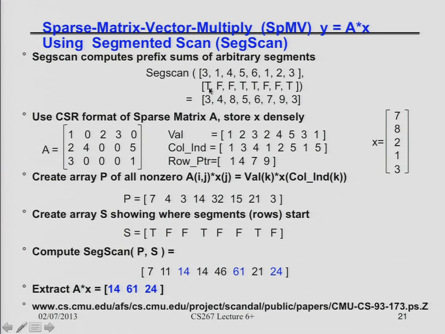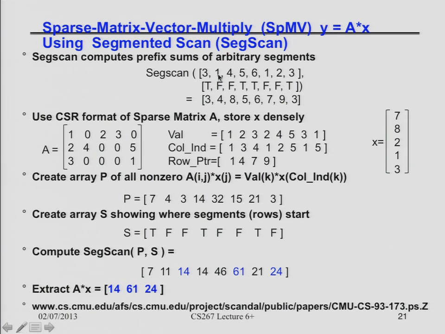So here, true says I start summing here. So I get 3. False says keep going, so I get 3 plus 1 is 4. False says keep going. 3 plus 1 plus 4 is 8. So those are the prefix sums of the first 3 entries. True says start over. So forget what you've done before and start over with a 5. And that's what I get. True says start over again. So I start with a 6 and I get a 6. But now I keep going. So I get 6 plus 1 is 7. 6 plus 1 plus 2 is 9. And finally, the last one, I start over at a 3.